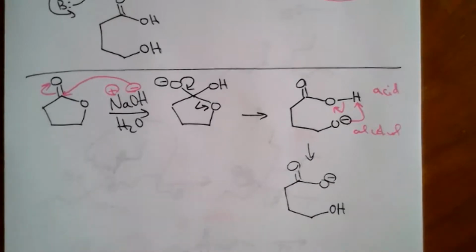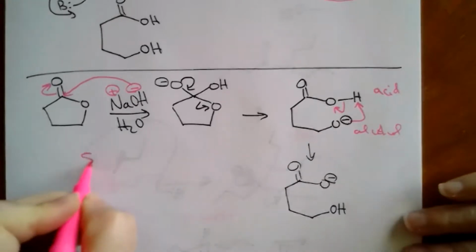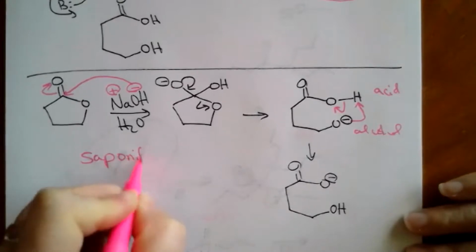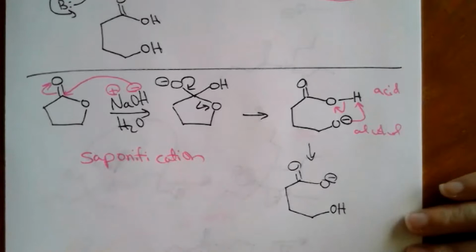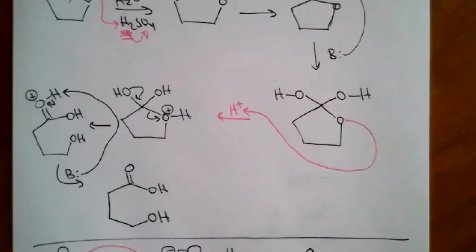Base hydrolysis of an ester is officially called a saponification. Hydrolysis in base, saponification. Hydrolysis in acid, no fancy name, just hydrolysis in acid.